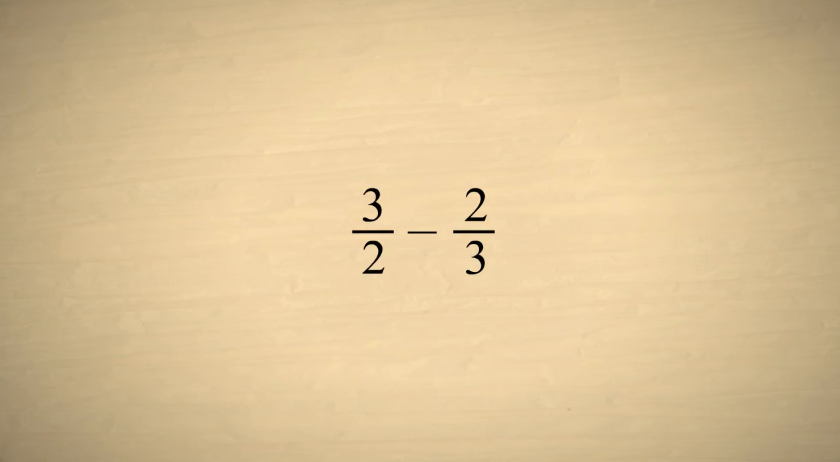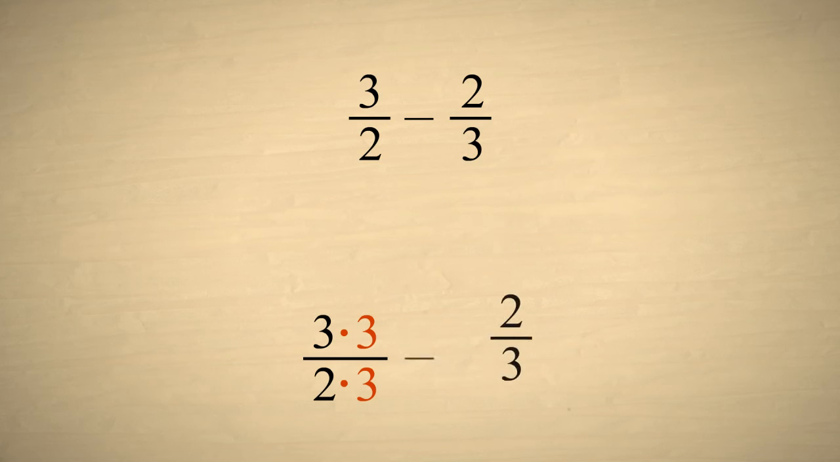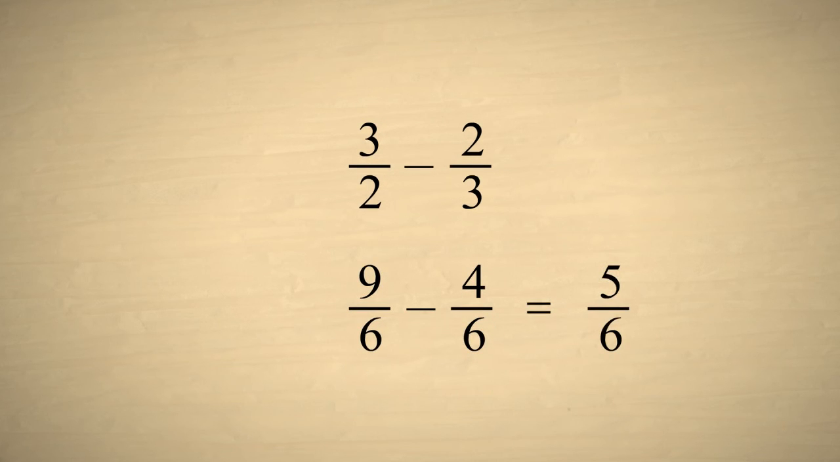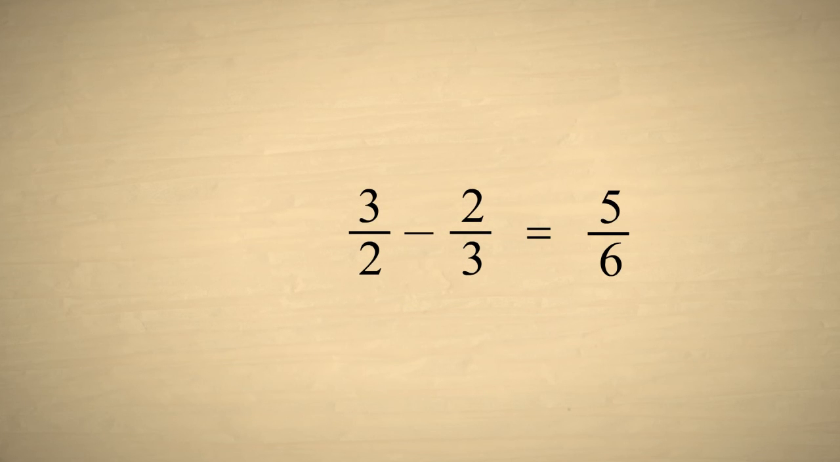One last example, subtracting the fraction 3/2 minus 2/3. Once again, to create a common denominator, we multiply the top and bottom of the fraction 3/2 by the denominator of 2/3. And we multiply the top and bottom of the fraction 2/3 by the denominator of 3/2. This gives us 9/6 minus 4/6, which is equal to 5/6. So 3/2 minus 2/3 is 5/6.